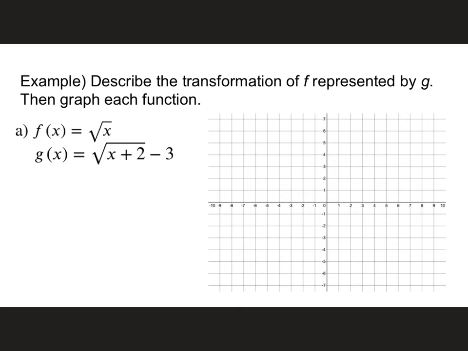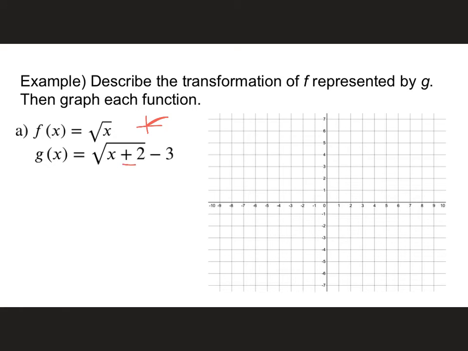Now to a couple example problems. Describe the transformation of f represented by g, then graph each function. So in this particular problem, we see that f of x is the square root of x. So we know what our shape is going to look like. Our shape is going to look like that little bear claw. I like to call that a bear claw. I don't know why, don't ask. But g of x is equal to the square root of x plus 2 minus 3. So the square root of x plus 2 minus 3.